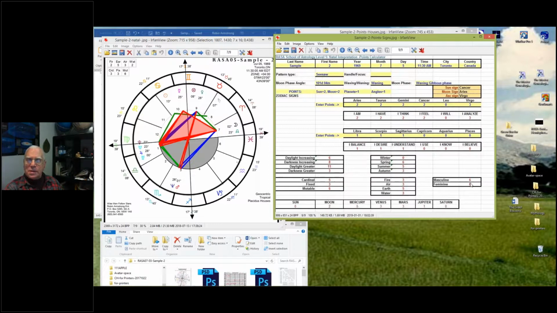Masculine, feminine: 6 masculine, 8 feminine. So there's a tendency to reflect a little bit more than project. So even though he's driving that way, he's still reflecting and measuring a little bit more than he's projecting.